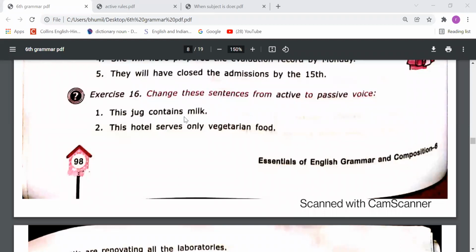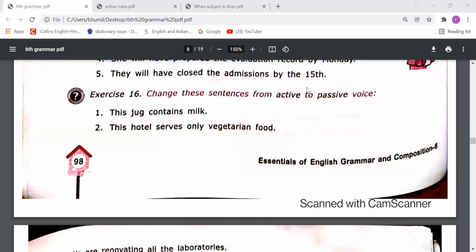So the jug contains milk. Who will let me know about this sentence? Raise your hand, please. Yes, Ansh, please give me the answer. The milk is contained by this jug. Very good, right answer. So, Ansh, can you let me know what is the tense of this first sentence?